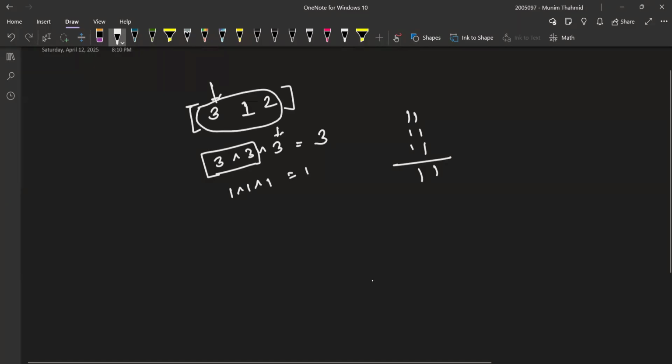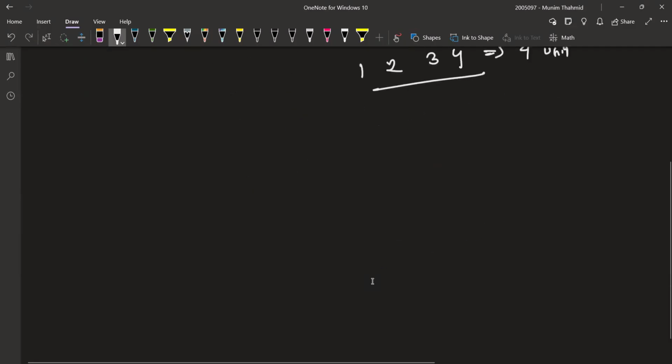all the unique numbers, right? If my array is something like 1, 2, 3, then I know there is at least 4 unique XOR values, well, at least, which is basically this 4. And now there can always be multiple. Now you have to understand how this multiple comes, right?